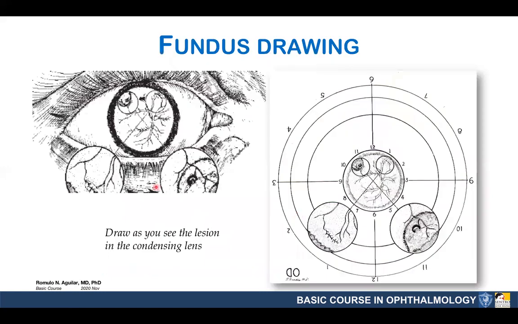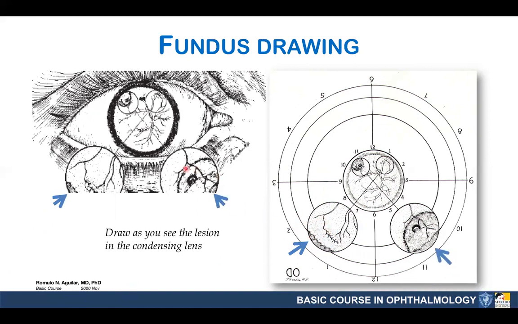So here you have lattice, which is located at about 1:30. This is how you will see it in the condensing lens, and this is how you will draw it on the inverted chart. Okay, so this is the ora serrata. You draw it around the second circle. You have the lattice there.